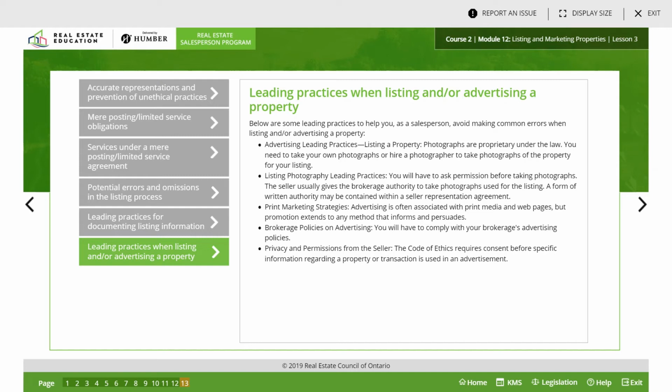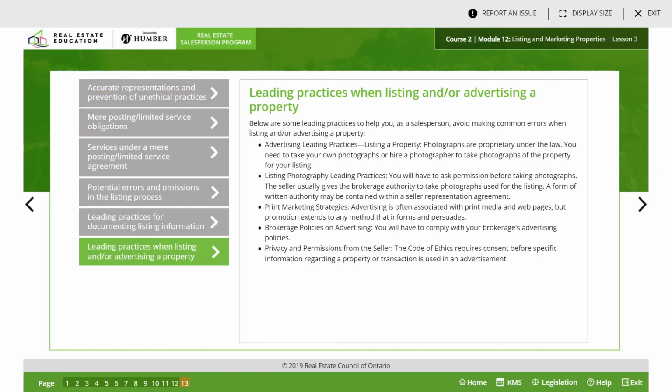Print marketing strategies. Advertising is often associated with print media and web pages, but promotion extends to any method that informs and persuades. Brokerage policies on advertising. You will have to comply with the brokerage's advertising policies. Privacy and permissions from the seller. The Code of Ethics requires consent before specific information regarding a property or transaction is used in an advertisement.